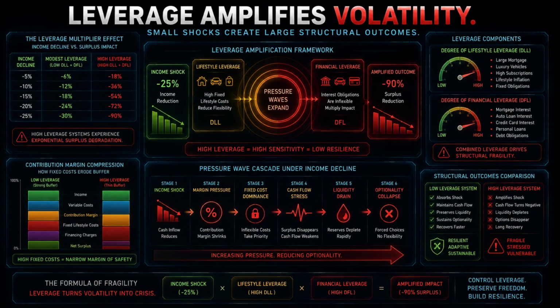Now we can clearly observe degree of lifestyle leverage and degree of financial leverage. The higher the recurring fixed cost structure, the more aggressively household surplus deteriorates when income declines. This is lifestyle leverage. Then financing obligations amplify the pressure further. Mortgage interest, vehicle financing interest, consumer debt interest, this becomes financial leverage. Combined together, the household experiences degree of combined lifestyle and financial leverage. And now, small income declines produce disproportionately large deterioration in surplus, liquidity, savings capacity, and resilience. This is exactly how fragile systems behave.